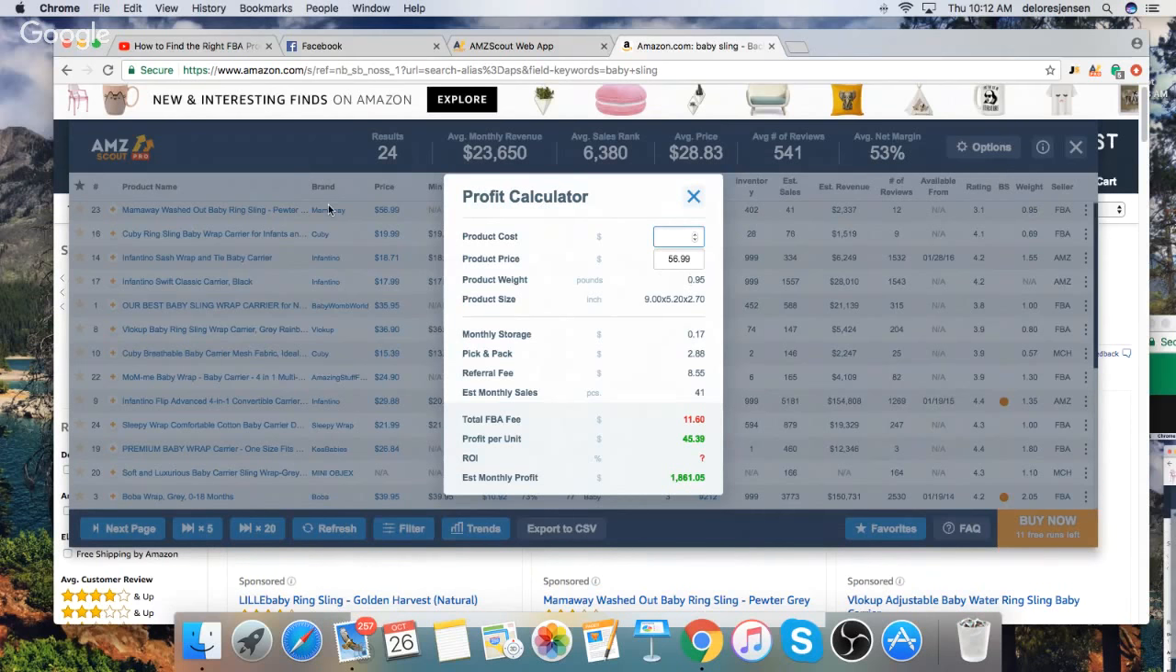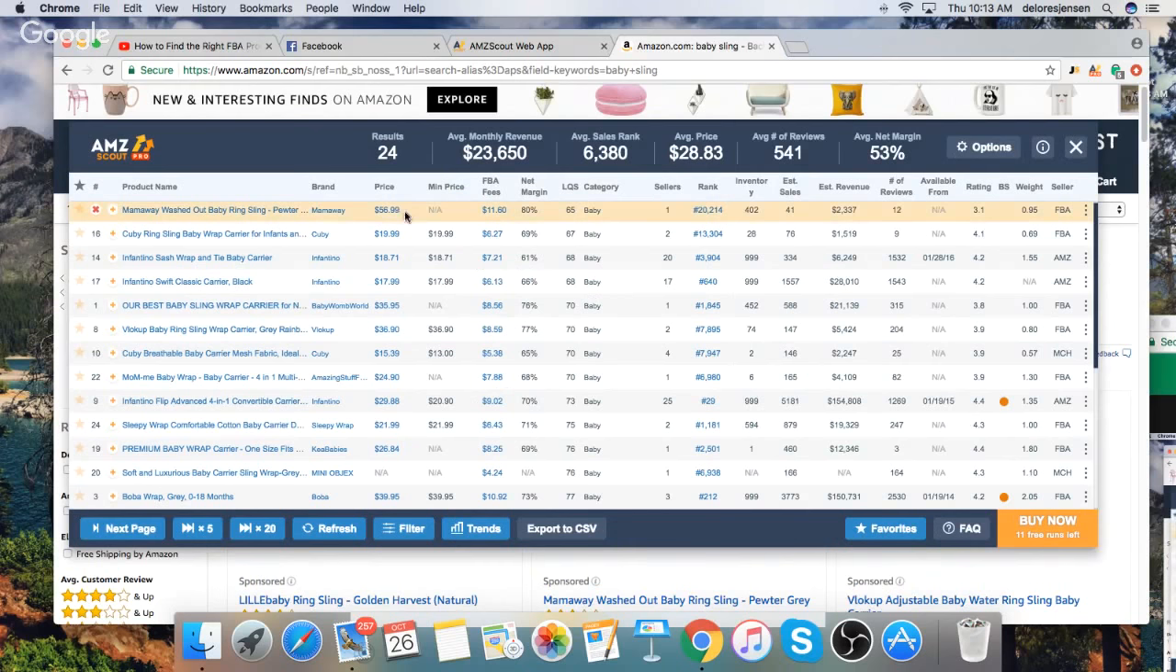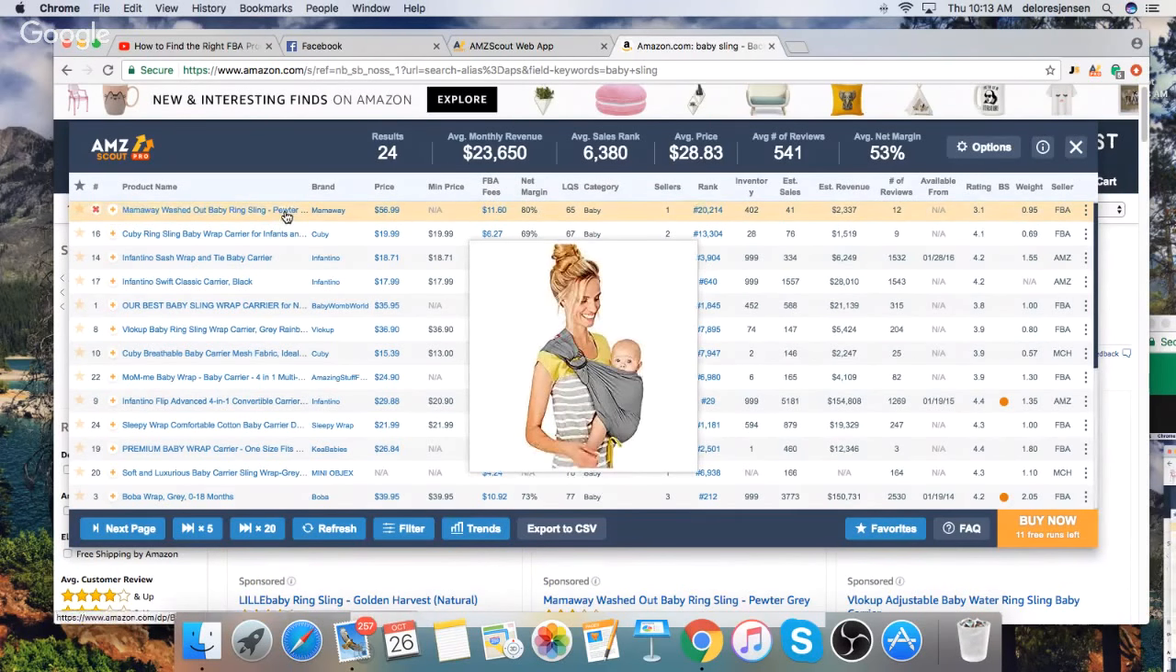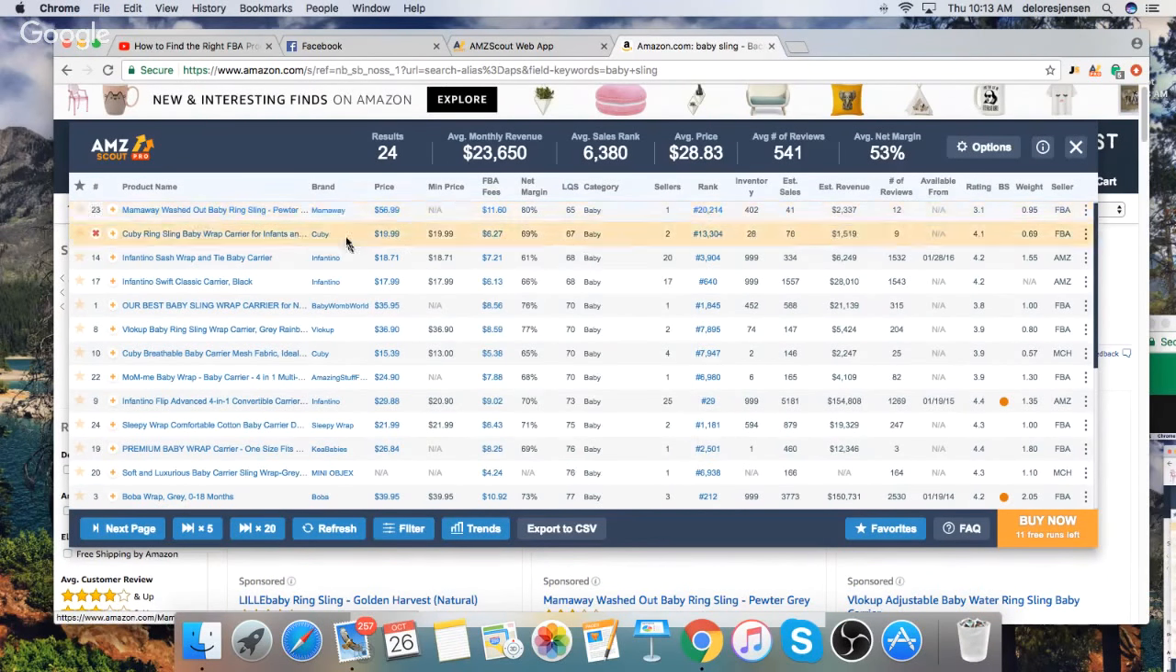So for example, in the profit calculator, if the product cost, let's just say on the high end, like $12 for this thing, you'd still be making like $33 per unit, but that guy's selling at $56. We can hover over here and see exactly what that product looks like.